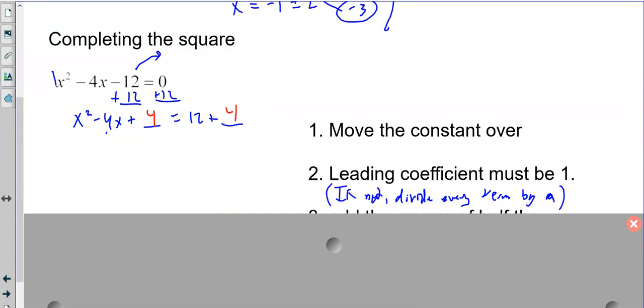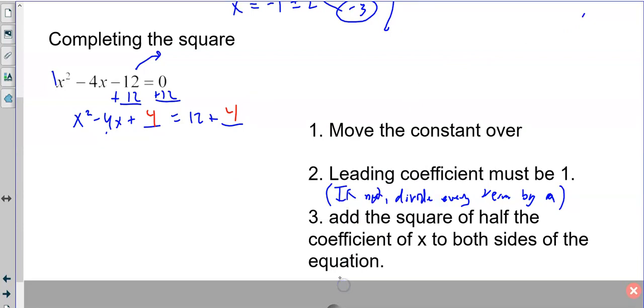And that should give us a perfect square trinomial. The way I wrote that is you add half the square of the coefficient of the x term, the middle term, to both sides of the equation, which is what we just did. We took 4, halved it to 2, 2 squared is 4, and we added 4 to both sides.